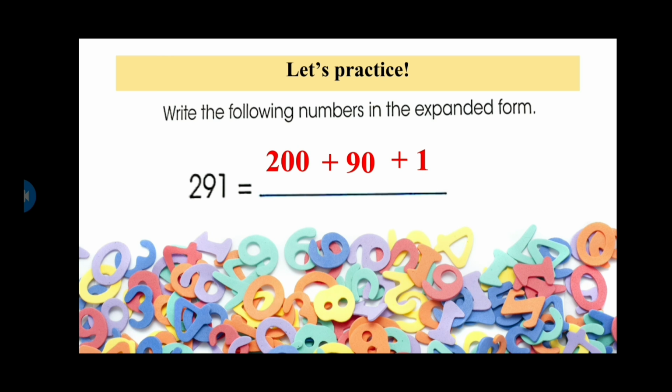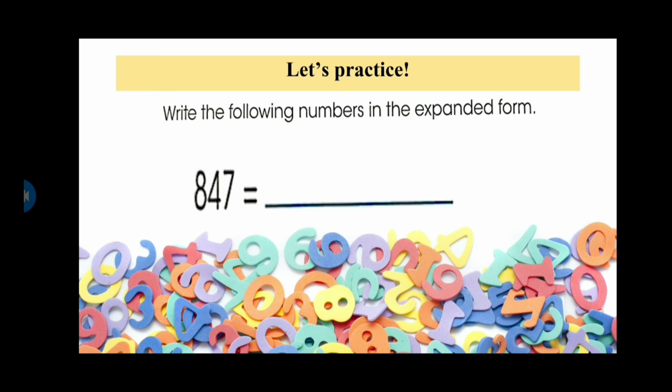And I wanted you to do the same on the next given number. Let's see. 847. How are you going to write this in the expanded form? Again, get the number on the hundreds, which is 8, so you write there 800. Then you take the number on the tens, which is 4 in this case. So we write 40. So we have now 800 plus 40.